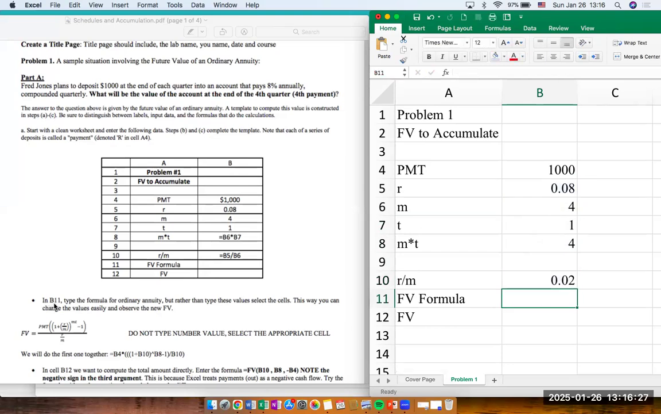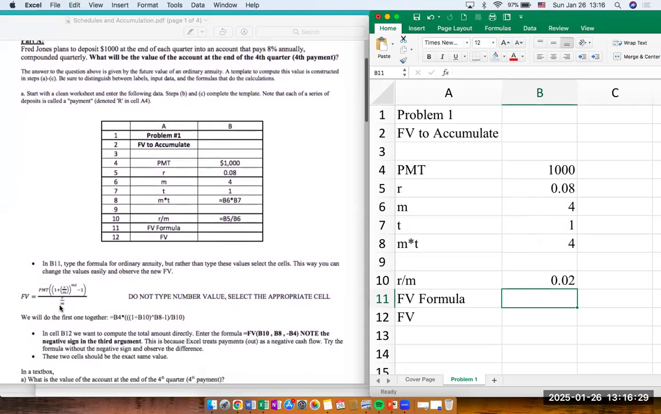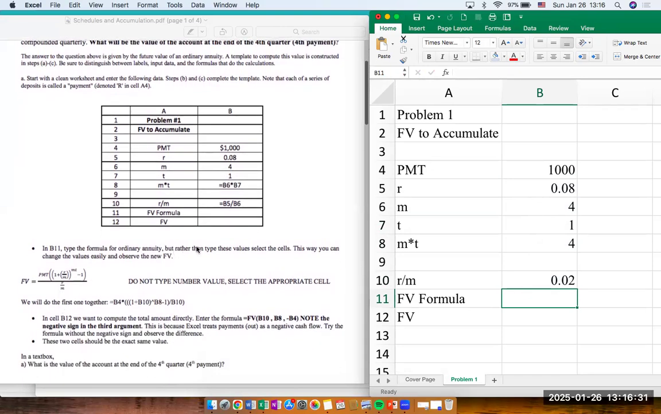It says in cell B11, type the formula for ordinary annuity, but rather than type these values, select the cell. So we are going to be selecting the cells in order to continue with this formula right here. So it says we'll do the first one together. So it says equals, it says B4. So here, that is referencing your payment, times, and we always need the times button or the asterisk symbol. Now we need to open up a few parentheses. In our case, we're going to open up 3 to start.